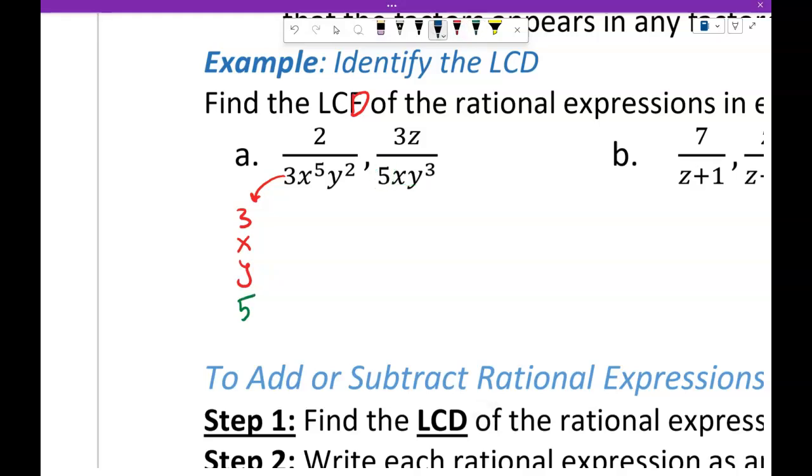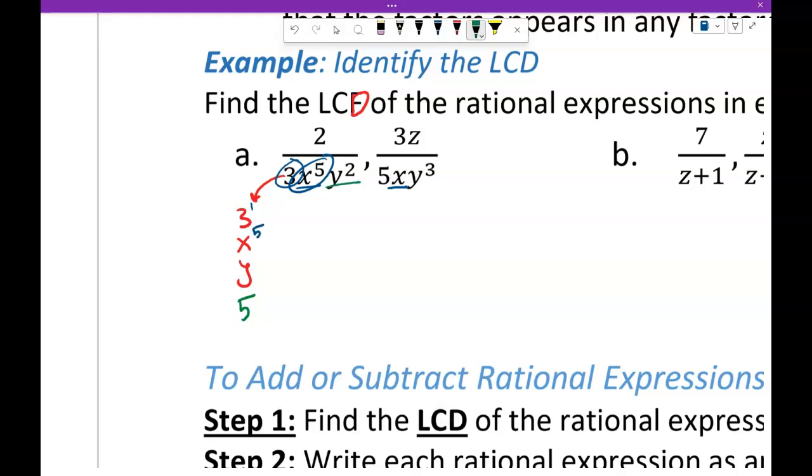Then we want to go through this list and find what is the greatest power that this factor is raised to in any of the single denominators. So we start with 3. Well, 3 only shows up in this denominator and it only shows up once, so it's 3 to the first. X shows up in both denominators, but in this denominator it's x to the 5th, so our LCD will have x to the 5th power.